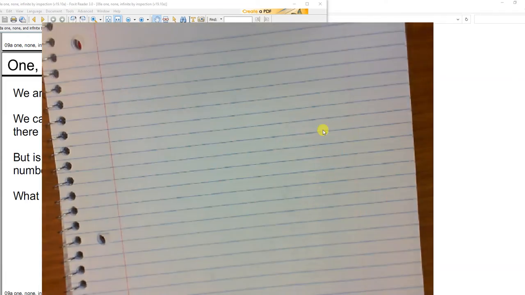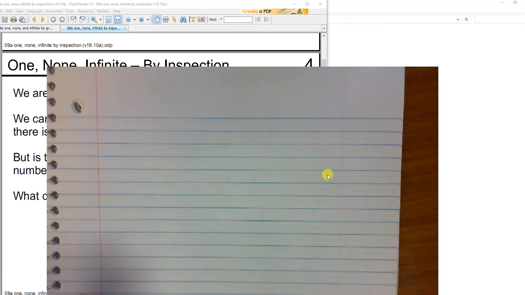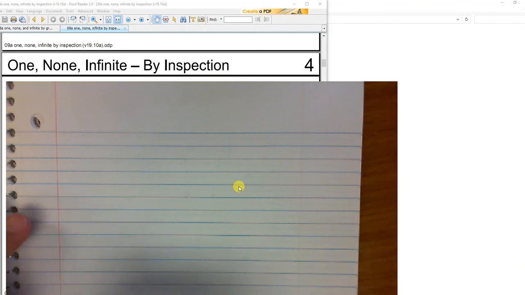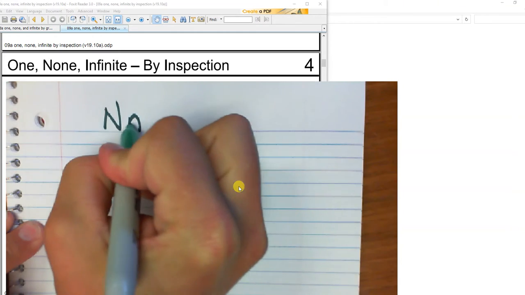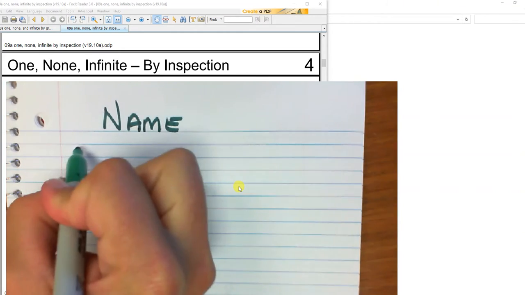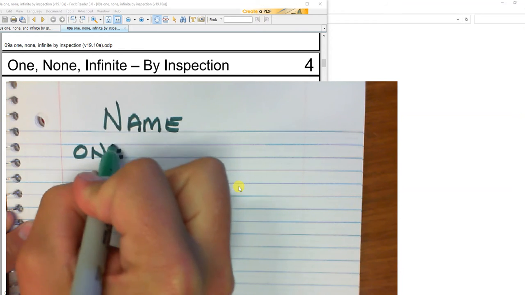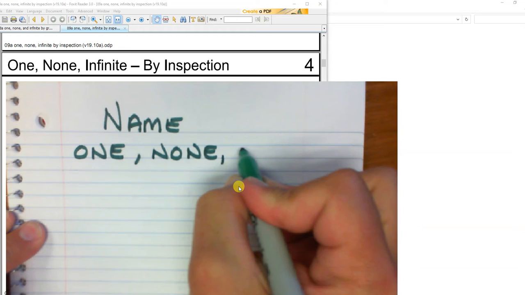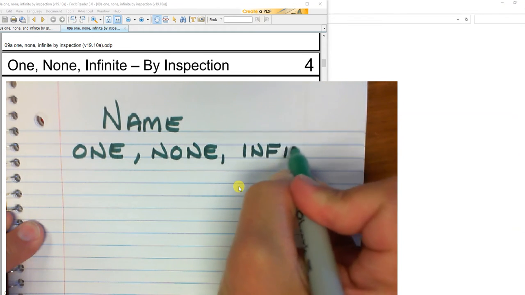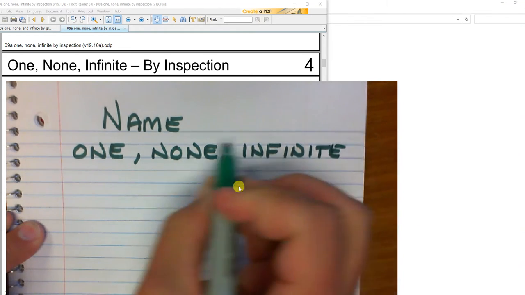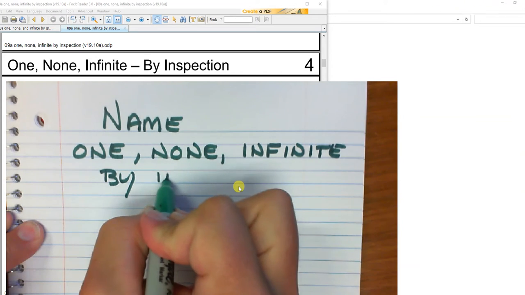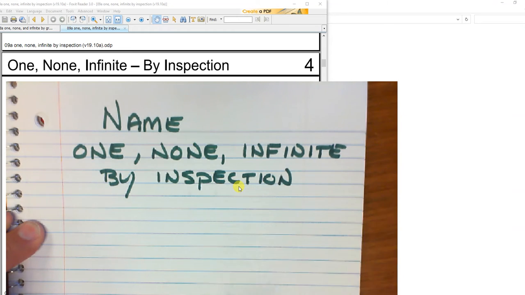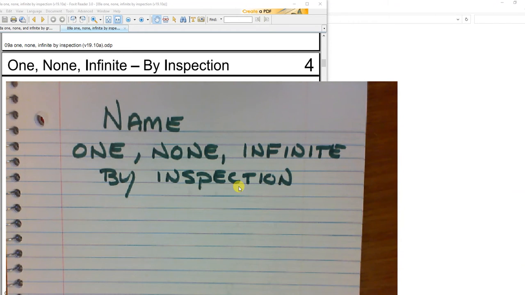So let's get our notes ready to go, which will be one, none, infinite by inspection. Start with your name. One, none, infinite, by inspection. Inspection meaning just by looking at it.